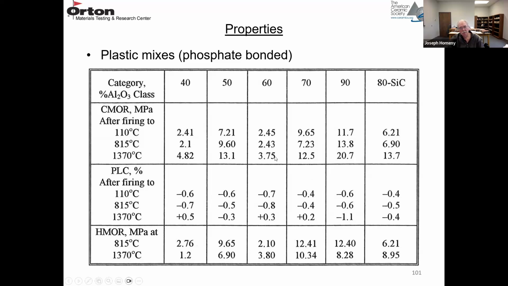And the strength is continuing to increase as you increase the temperature. And even at high temperatures, 1370 degrees C, you're still retaining a good deal of strength because you're forming this phosphate type bond.